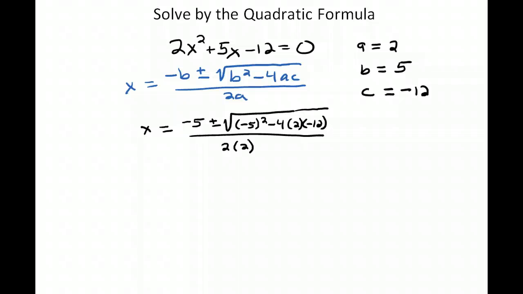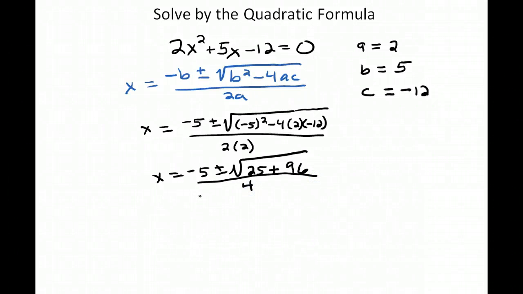Now I do know right away that I'm going to have x equals negative 5 plus or minus the square root of 25, and now this is a negative and another negative, so this is going to turn out to be plus. And if I look at this, I have 8 times 12, that's 96. And that's all over 4. Let's continue.